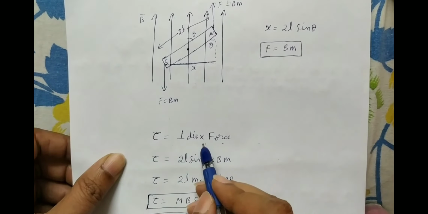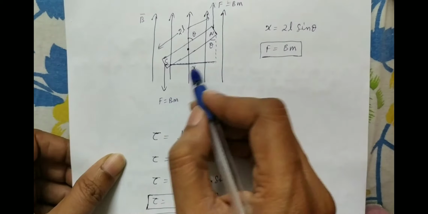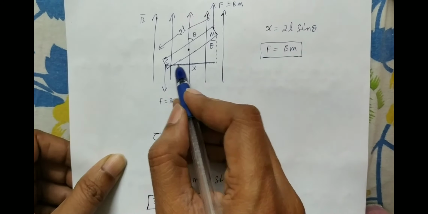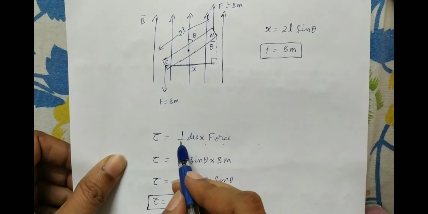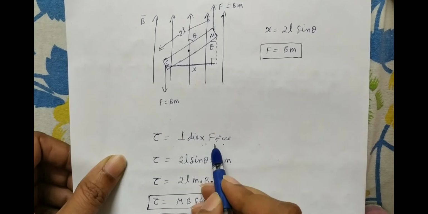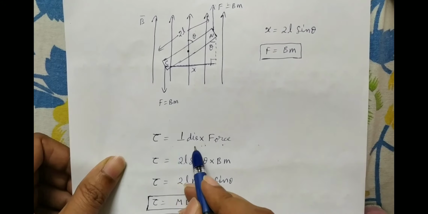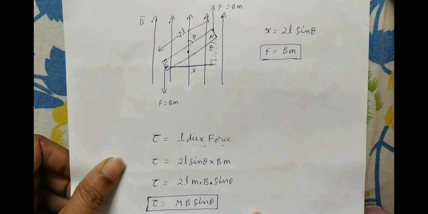So what is the perpendicular distance? Extend this force. Here Bm and here also Bm. If you extend this line backwards, this is the perpendicular distance between those two forces. So the perpendicular distance into any one of the forces you can use. What is torque or couple? Perpendicular distance between the forces into any one of the forces.